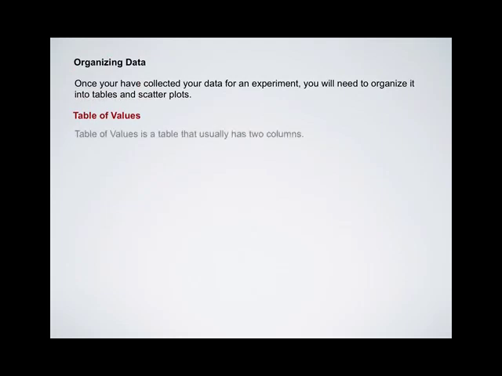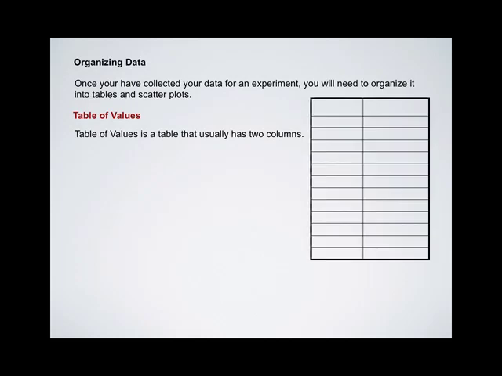Organizing data. Once you've collected your data for an experiment, you'll need to organize it into tables and scatter plots. One such table is a table of values. A table of values is a table that usually has two columns. It looks something like this.